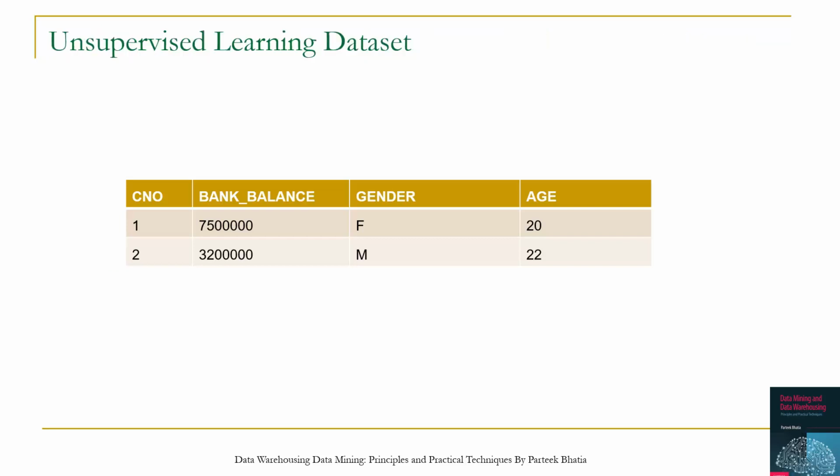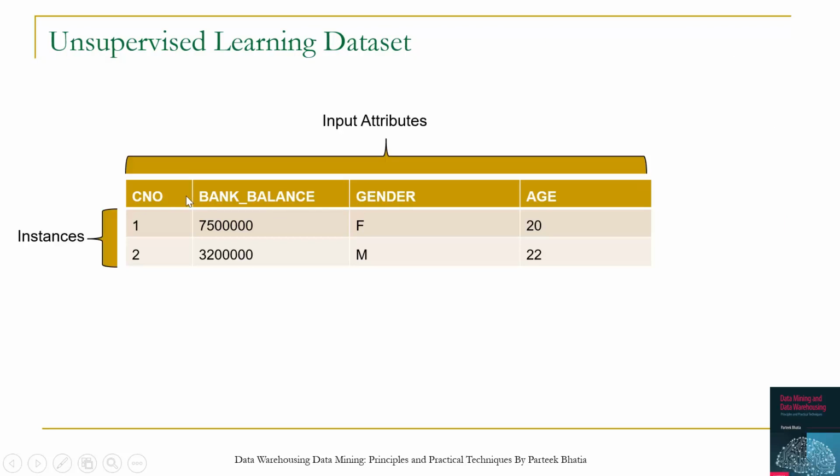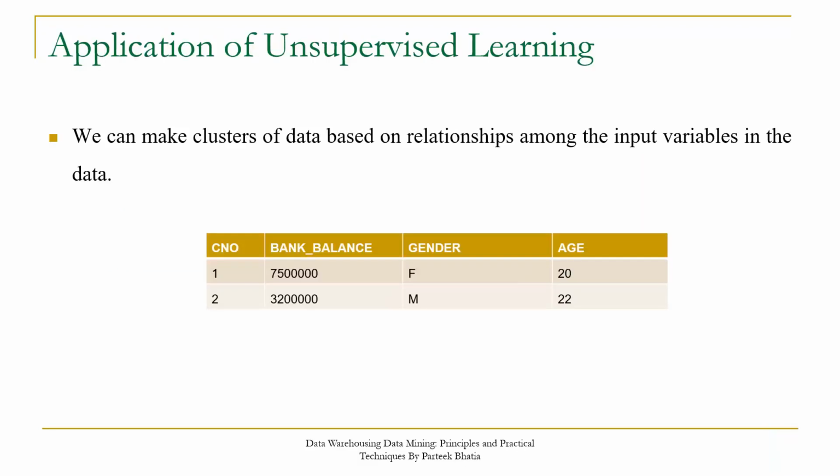But again, if the output attribute is not given to us, then on the basis of these input attributes, we can make clustering of customers. By making the grouping of these customers, we can identify a group which are the potential buyers of this Alexa. So we can conclude that in unsupervised learning, we cannot make predictions, but of course, we can make clusters of data based on the relationship among input variables in the dataset.